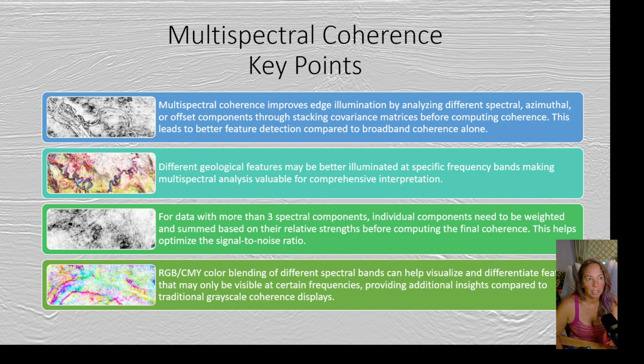So a couple key points to keep in mind: multispectral coherence can really improve your edge illumination. It can bring out structural differences. It can bring out stratigraphic differences. The different ways that you choose which frequencies or which voices to use in your combination is really important too. You can do simple blending with RGB for a visual. You can also weight them differently. So a lot of things that you could spend a nice Friday afternoon playing around with in order to get more information out of your seismic data.